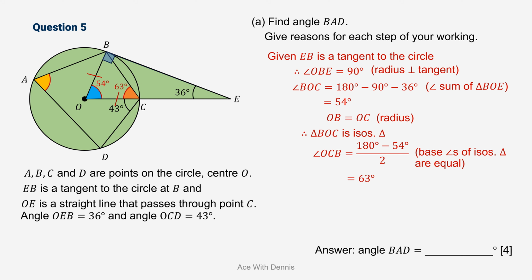So once we found the angle OCB, then we can say that angle BAD plus 63 degrees plus 43 degrees equals 180 degrees. The reason is because opposite angles in a cyclic quadrilateral are supplementary. Then angle BAD equals 74 degrees. Hence, the answer is 74 degrees.